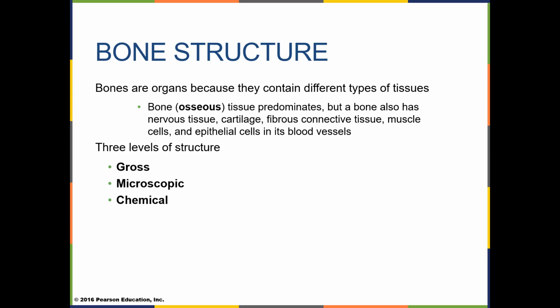Bone also contains blood vessels and connective tissue and nervous tissue and cartilage, and muscle cells are attached to it, and epithelial cells line blood vessels. So bones are considered organs because they have multiple tissue types in them. If we look at our bones, we can look at them on three different levels: gross anatomy, microscopic anatomy, and chemical makeup.